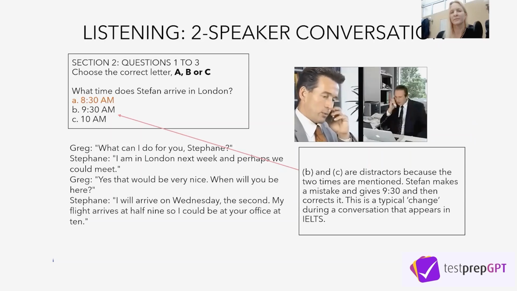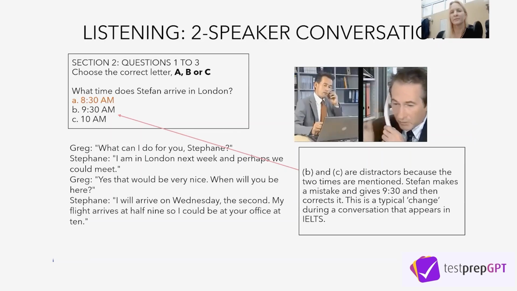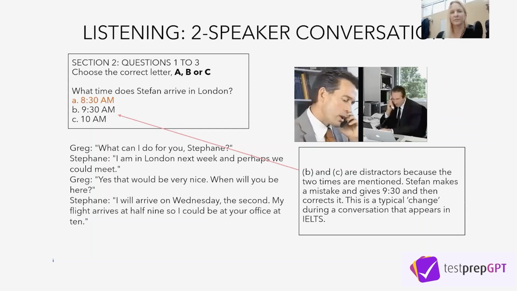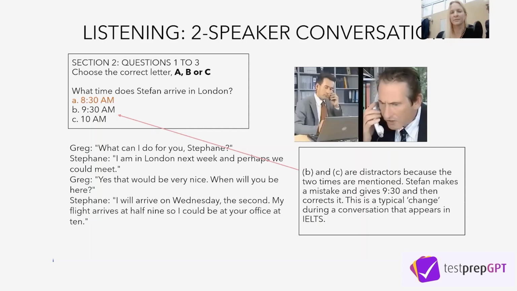I'm in London next week, and perhaps we could meet. Yes, that would be very nice. When will you be here? I will arrive on Wednesday, the 2nd. My flight arrives at 9:30, so I could be at your office at 10. Are you sure that's right? It will take you about an hour to get to London from Heathrow.